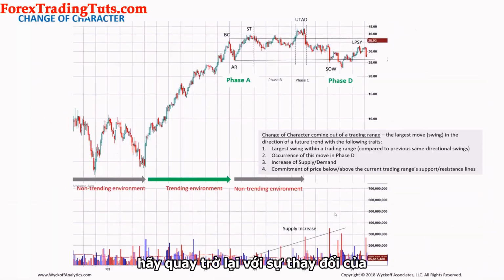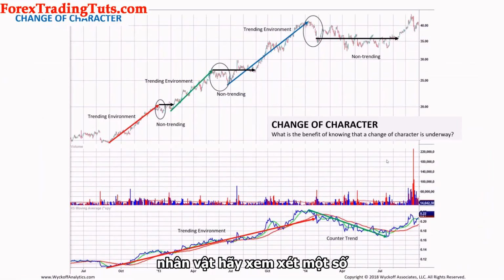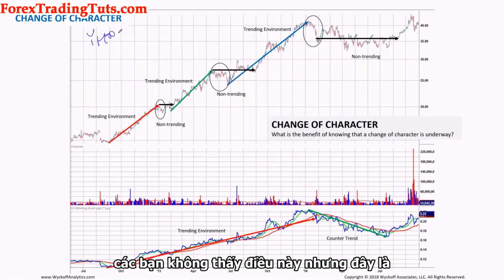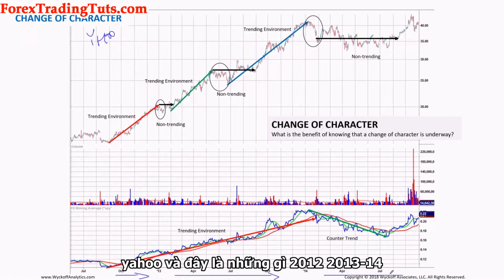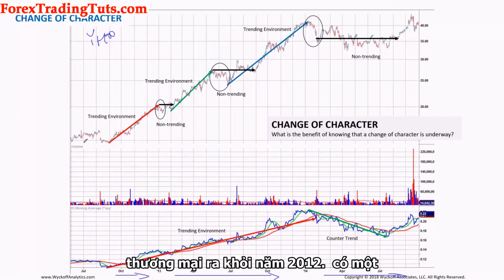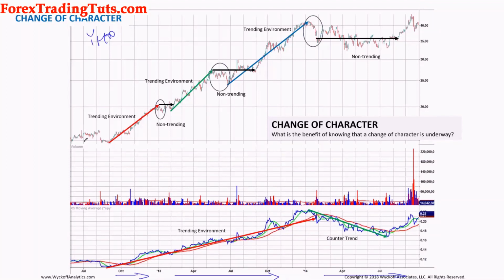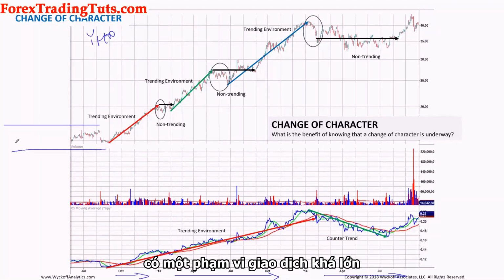Let's come back to the change of character. Let's look at some of the examples. So this is Yahoo. You guys don't see this, but this is Yahoo, and this is what, 2012, 2013, 2014. And Yahoo actually was such a great trade out of 2012. There was a management change that came aboard, I believe in 2012. There was quite a big trading range that came out of the oversold condition.